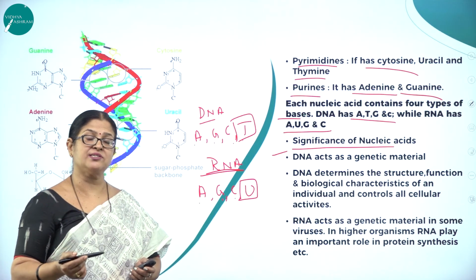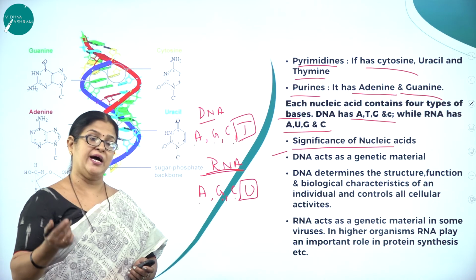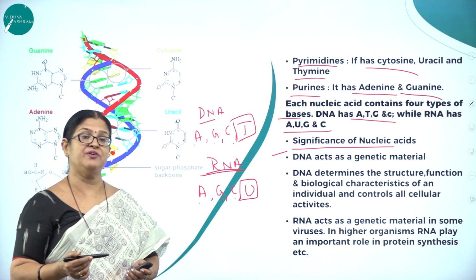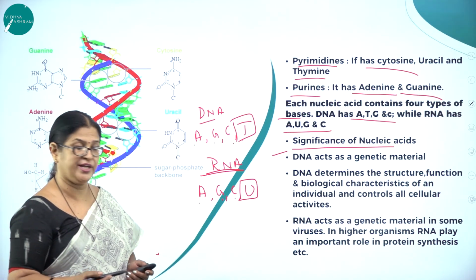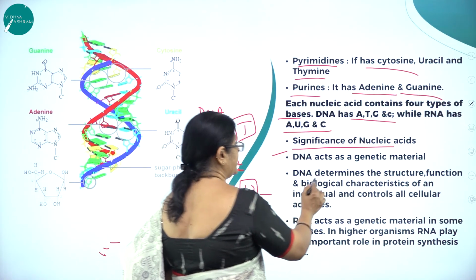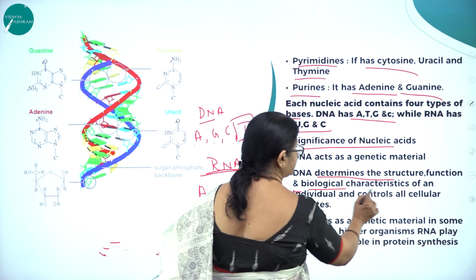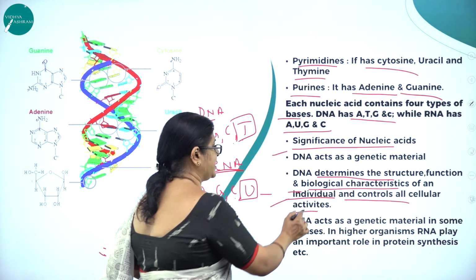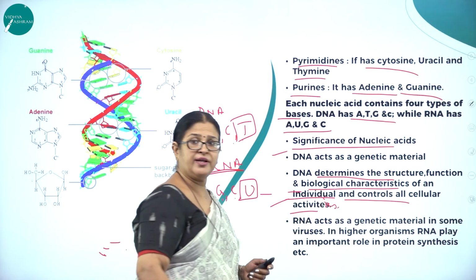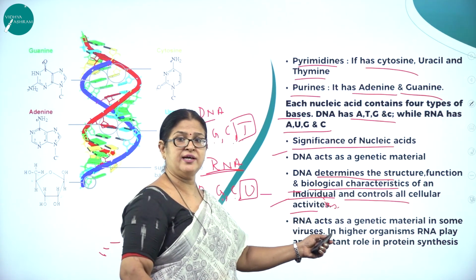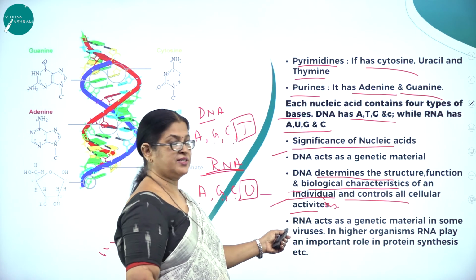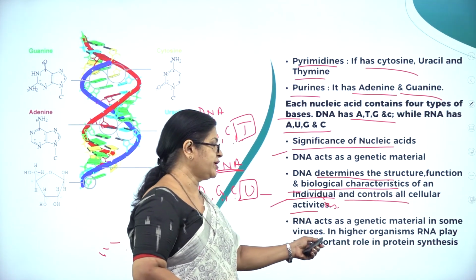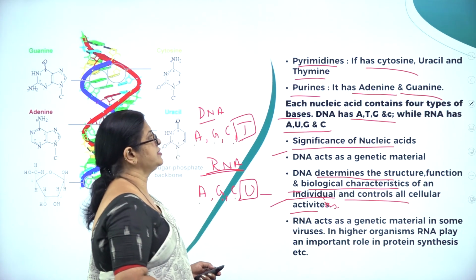So DNA acts as a genetic material, and RNA also acts as a genetic material in some cases, but it also acts as non-genetic RNA, which is very much involved in the process of protein synthesis. DNA determines the structure, function and biological characteristics of an individual and controls all cellular activities. Whereas RNA acts as a genetic material in some viruses, and in higher organisms, as I said, RNA plays an important role in protein synthesis.